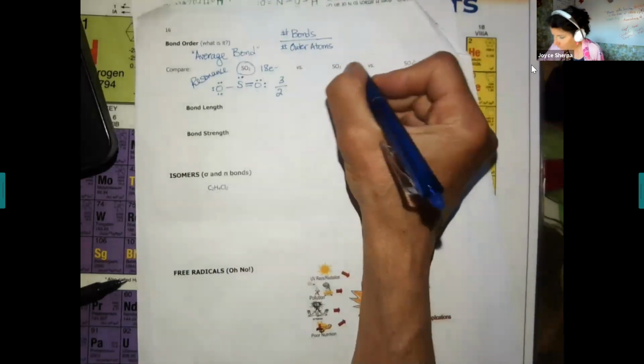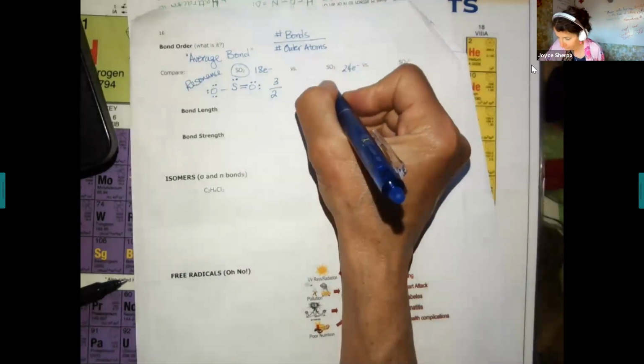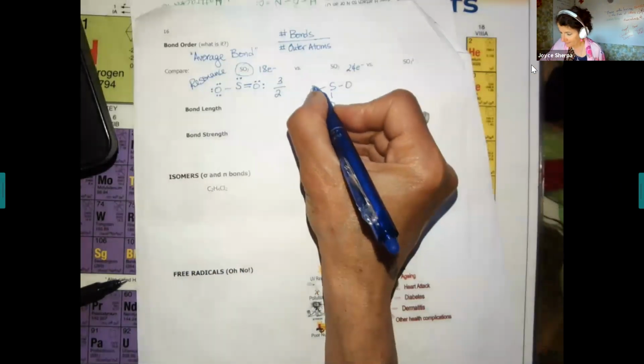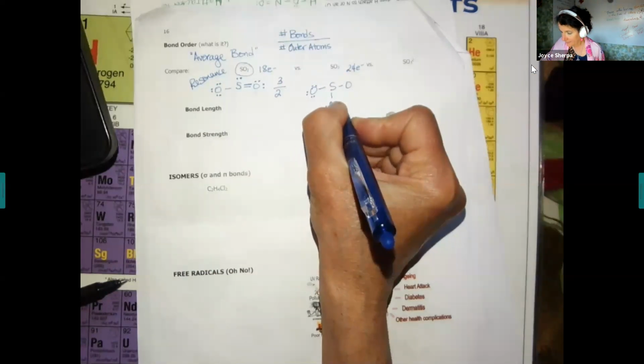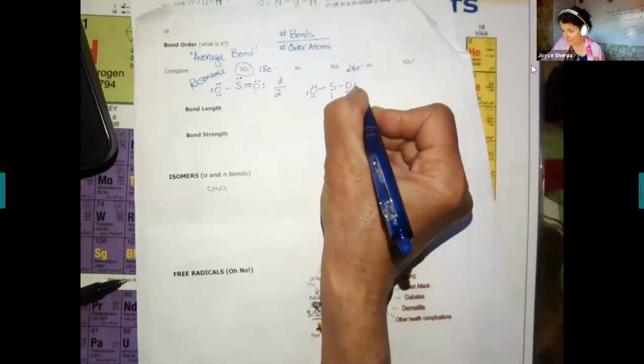All right, SO3, 24 electrons. Sulfur goes in the center. So go ahead and do your octet for your outer ones. You want to make sure you do these always in a way you can erase. And then you want to count. We have 8, 8, 8. We have 24. Center doesn't have an octet yet.